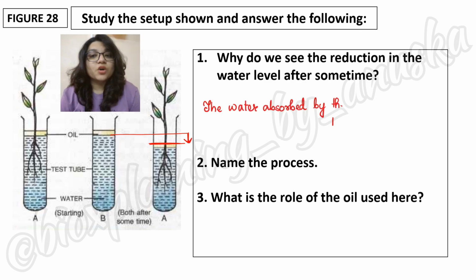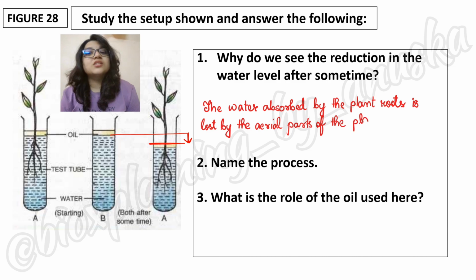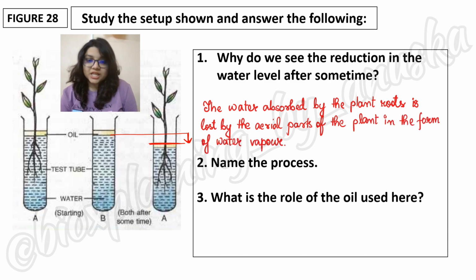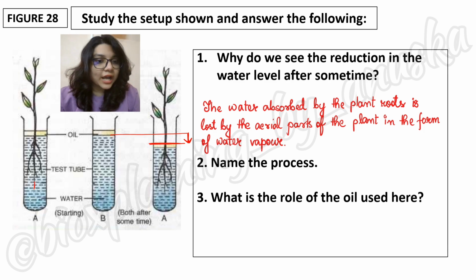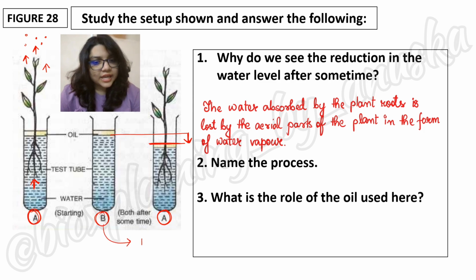This is because the water absorbed by the plant roots is lost by the aerial parts of the plant in the form of water vapor. So whatever water the plant root has absorbed, that has been lost by the aerial parts in the form of water vapor. That is why the level of water in the test tube went down in case of A. And in case of B, what are we expected to see? There's not going to be any change, because the plant itself is not there.